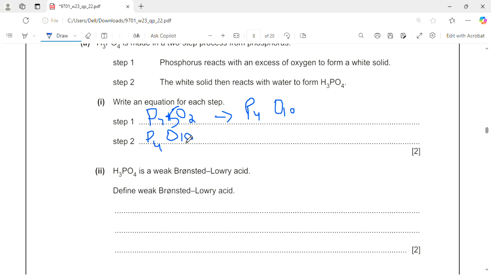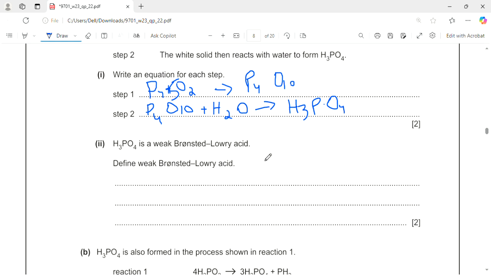reacts with water. Okay, water. What will it give? H3PO4. Okay, so H3PO4 is done, part 1 is done.